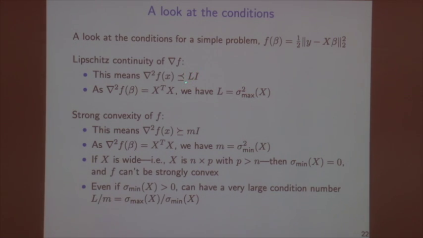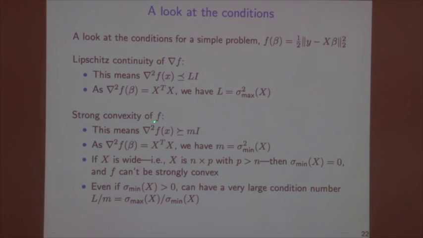And this constant L, since the Hessian is equal to x transpose x in this case, you can think of as the largest singular value of x squared, or the largest eigenvalue of x transpose x. Okay? This is just saying how the constant L relates to this function, which is twice differentiable. L is basically the largest eigenvalue of your covariance matrix, if you want.